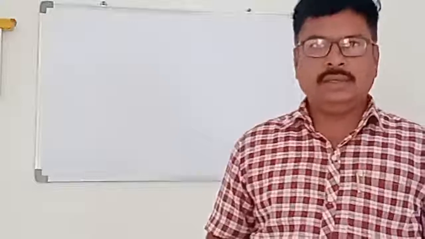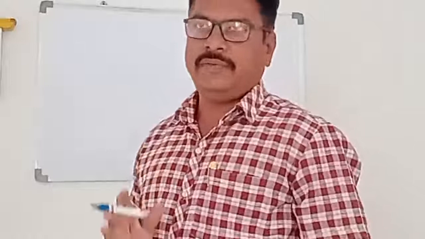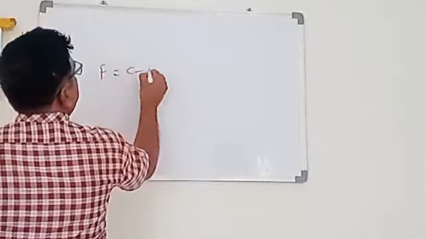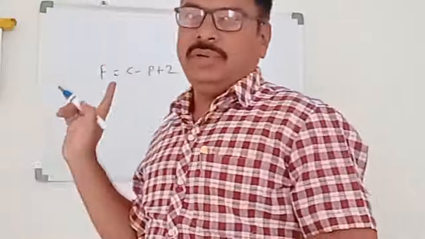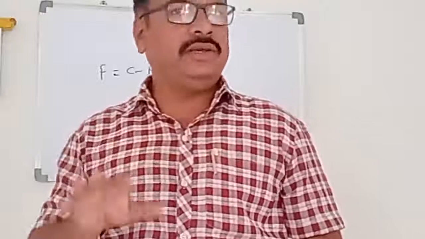Today we are going to see, in the phase rule topic, degree of freedom F. We know that phase rule is given by the formula F is equal to C minus P plus 2. In this phase rule, F is degree of freedom, C is number of components, P is number of phases, and 2 is a constant.